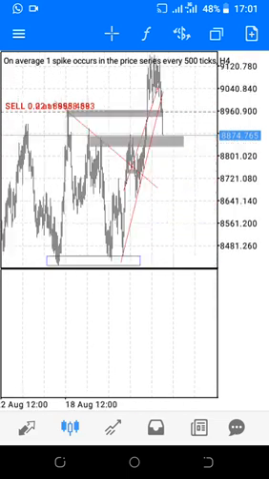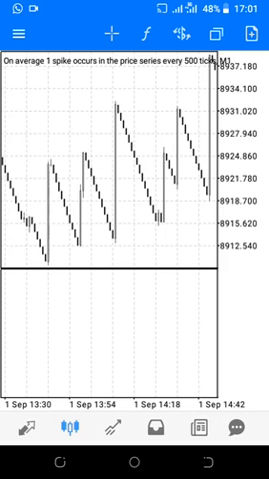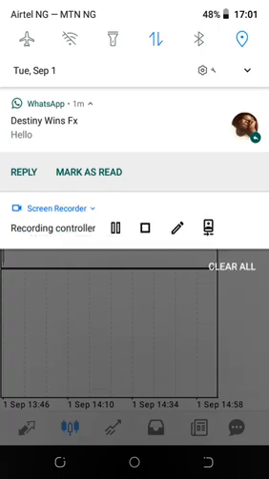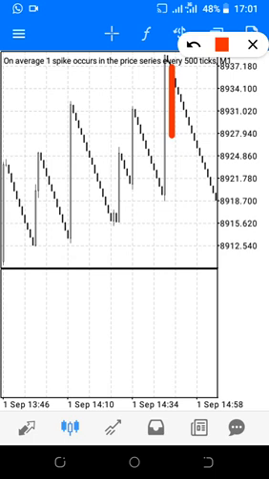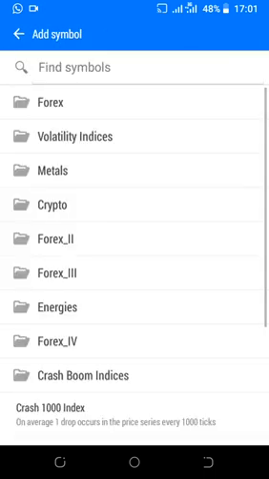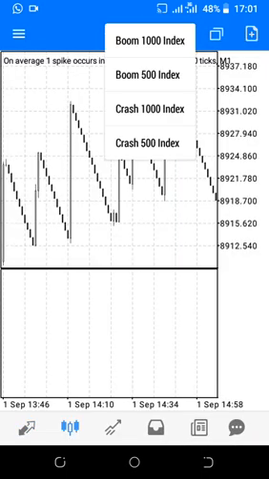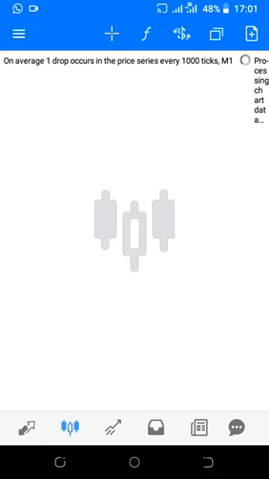The first thing I want you to know is that boom and crash is a unique market in the forex market. What makes it unique? It is unique because of the presence of spikes. This is what I mean. You can see these bullish spikes here in the boom market, and in crash markets you have these bearish spikes.